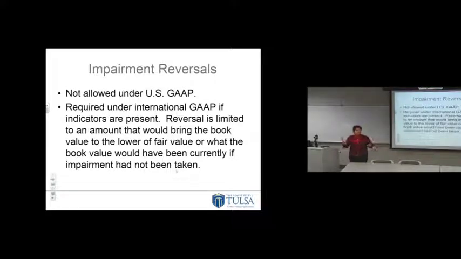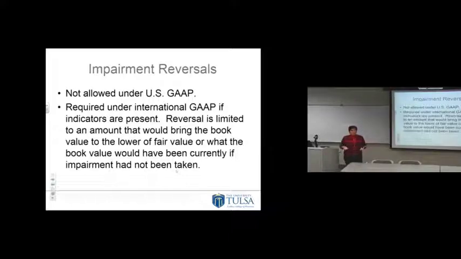Prices went up, reserves went up, or now we hit another development well, it's looking really better, and we revise our estimate of reserves upward. Well, we don't reverse any old impairments. Once it's impaired, it's impaired forever under U.S. GAAP. However, under international GAAP, you can reverse impairment, and not only can you reverse impairment, you are required to reverse impairment if the indicators are there.